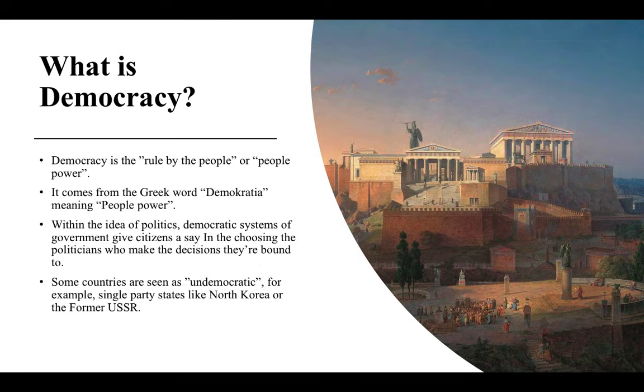Whereas most countries today are seen as democratic, countries that are seen as undemocratic, that lack the ability for people to have power in politics, are, for examples, the former USSR, Nazi Germany, and North Korea today, which are seen as undemocratic institutions.